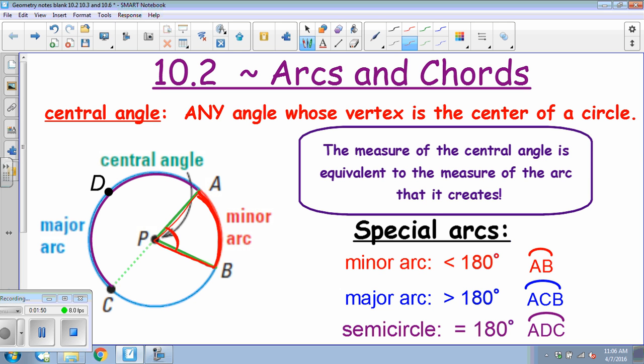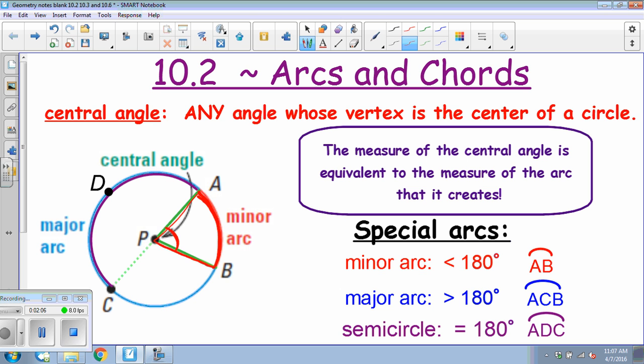Okay? Now, special names for arcs: minor arc, major arc, and semicircle. Semicircle is half a circle, it's 180 degrees. Okay, that angle is a straight line, right? So the semicircle is here.